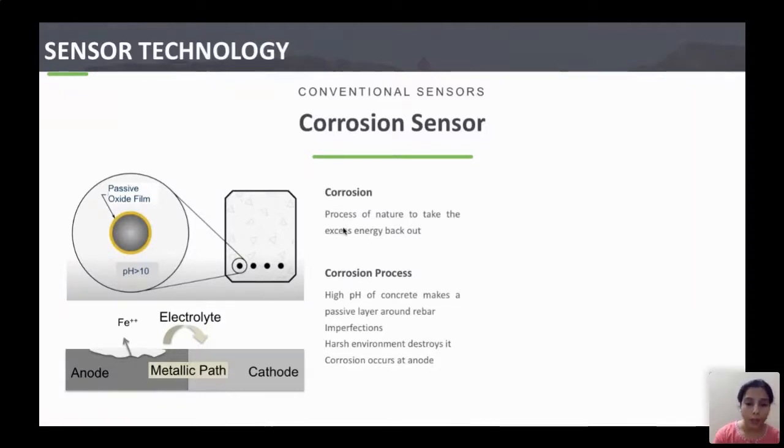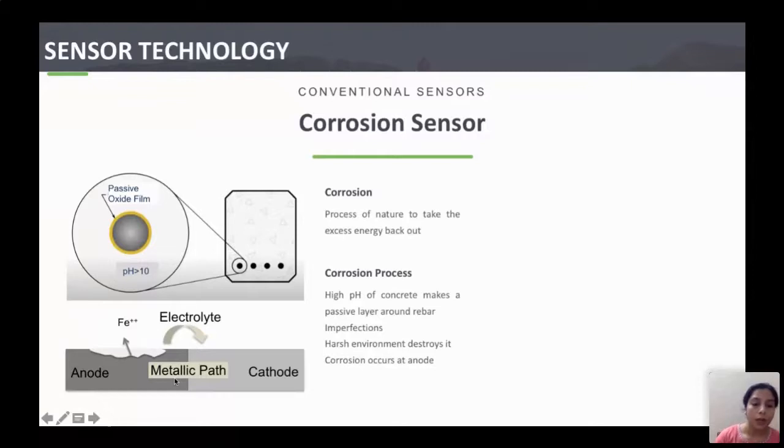Now how it happens, considering any RCC structure: as the pH of concrete is very high, that high pH results in a passive layer around the rebar. That stops the corrosion of the rebar. But when the concrete is exposed to a very harsh environment, this layer gets destroyed and the corrosion happens. And how? Let me tell you how.